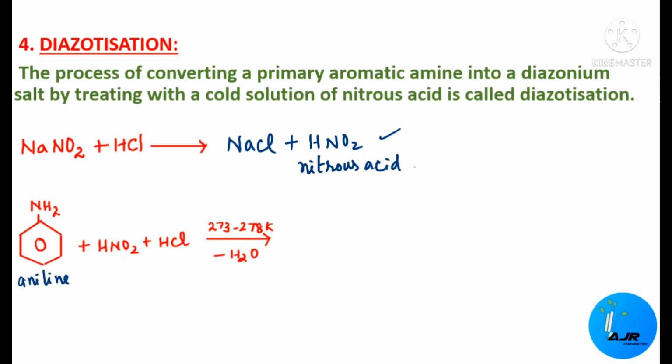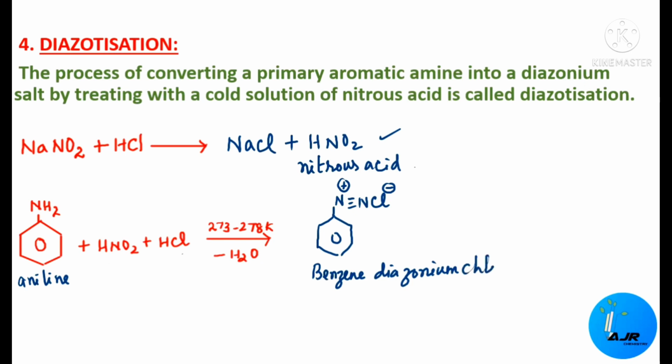Now when it is treated with nitrous acid in the presence of HCl at 273 to 278 Kelvin, there will be a removal of water molecules, and we get the final product. The product will be like this: N triple bond N Cl, with the phenyl ring. Understood? So this is nothing but benzene diazonium chloride. Understood, students? So this is how the reaction takes place.